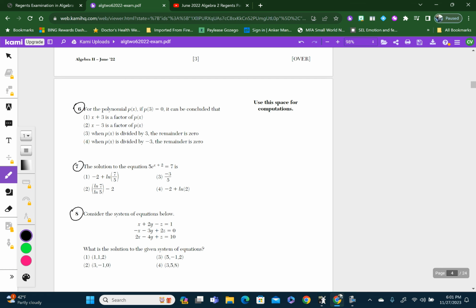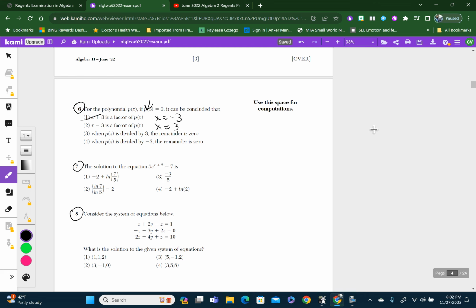All right. Question number 6. So we're looking to see, if p of 3 equals 0, what can be concluded. Let's remember what we do. We set this equal to 0, so x plus 3 equals 0. Basically, we switch the sign, so x equals negative 3. They did not do that, so this is out. If I do the opposite of minus 3, I get x equals positive 3, which is what we did.